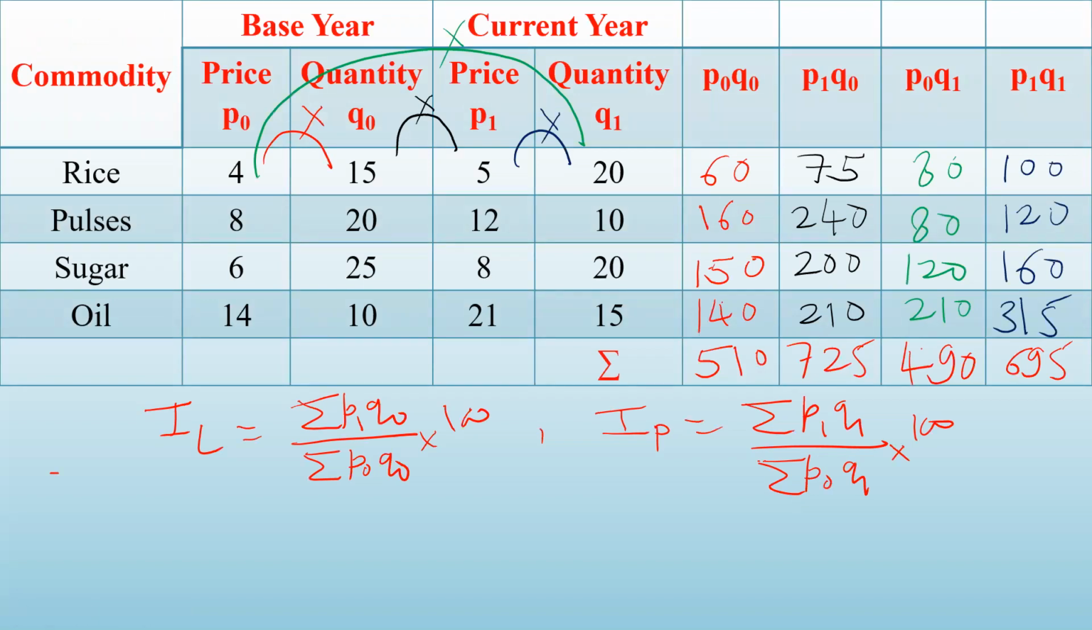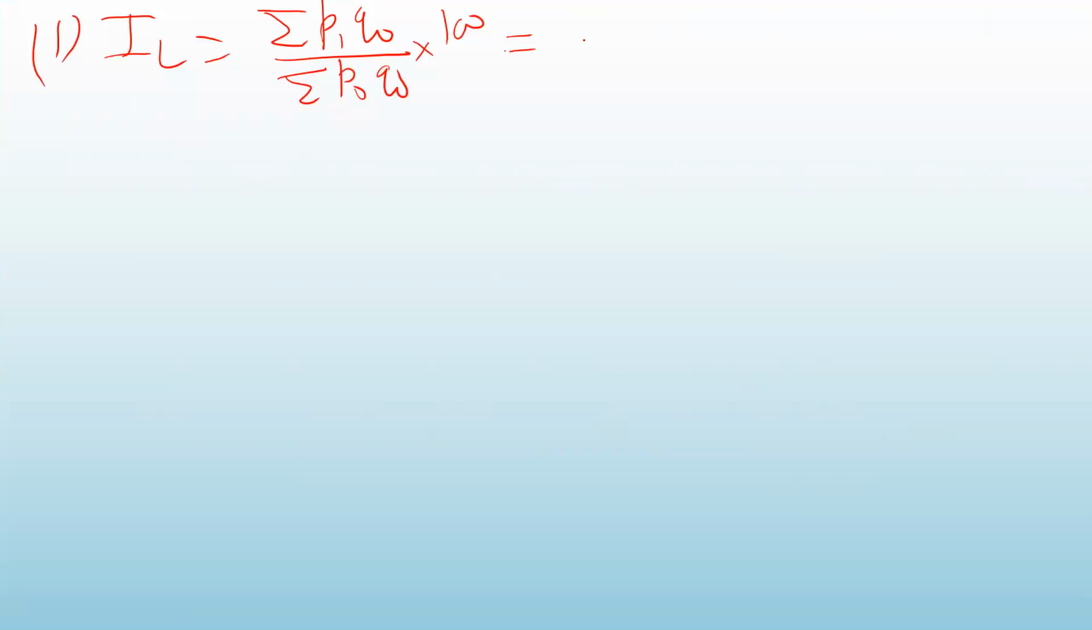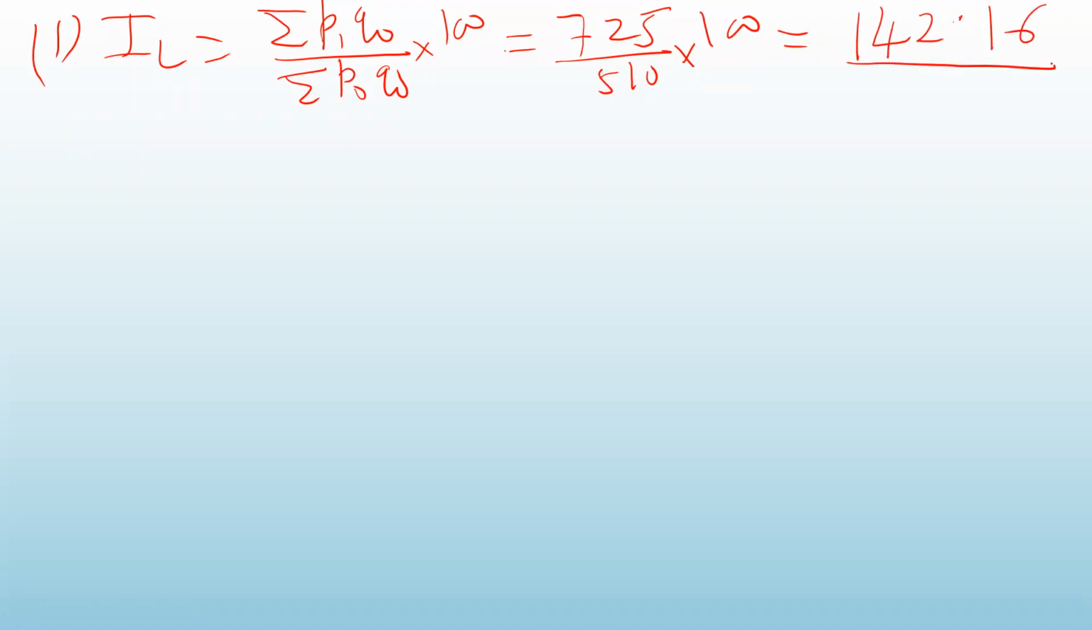So 725 divided by 510 into 100. So what is the answer? 725 divided by 510 into 100 gives you 142.156. We can take it as 142.16. That is the value of IL.